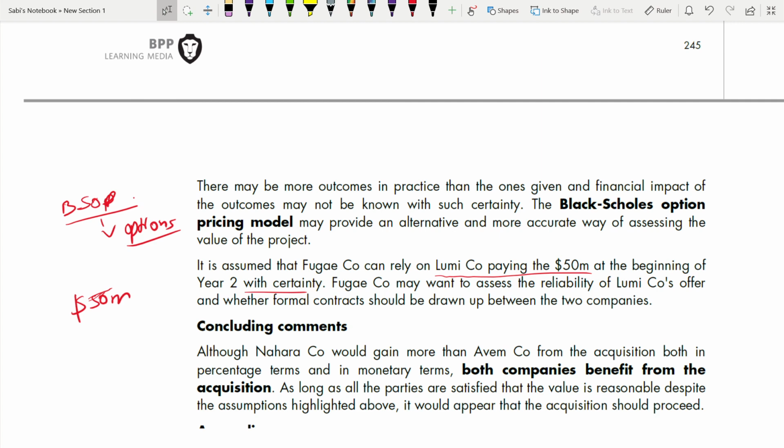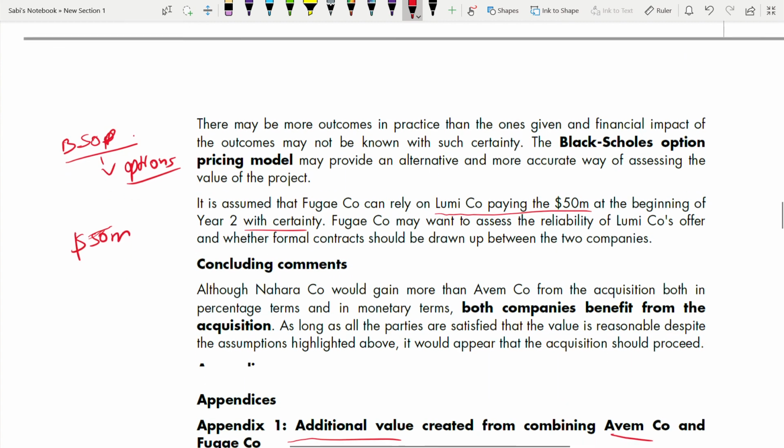So it is assumed that they can rely with certainty, because they told they're going to pay 50 million at the beginning of this second year. It is assumed that they will pay. So that is one assumption, right? We're not 100% sure that they will actually pay that 50 million or not. Fugai may want to assess the reliability of Lumi company's offer. Yes, you have to see how reliable their offer is, and whether a formal contract should be drawn up between the two companies. Now coming to concluding comments.